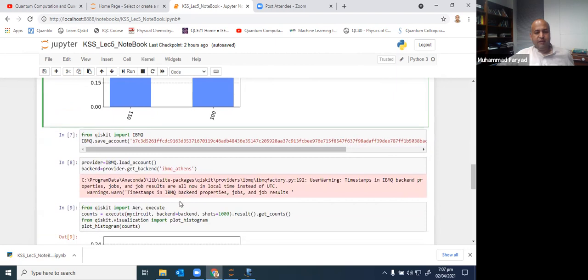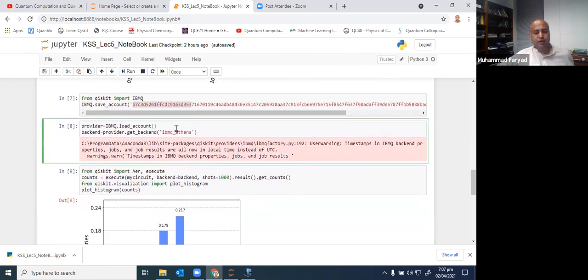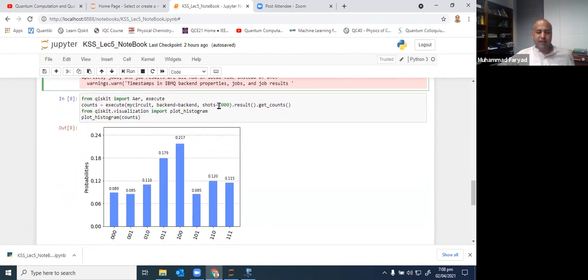Okay, and you can use the quantum computer as we discussed yesterday: if you haven't already done so, you import your token here, and then you load your account with this command. And for this circuit I used Athens. I'm not going to execute it now because it takes a lot of time. I have already executed it to show you the results. Now when I ran this program for 1000 times, this is the result that I got.